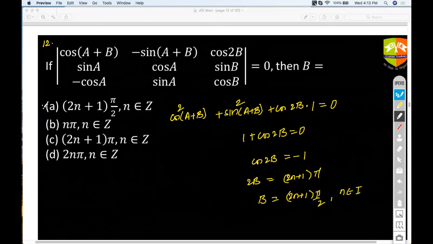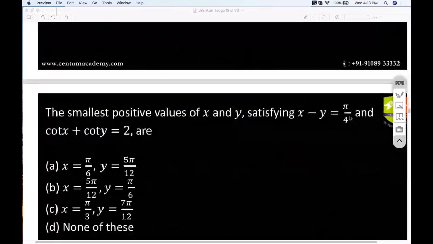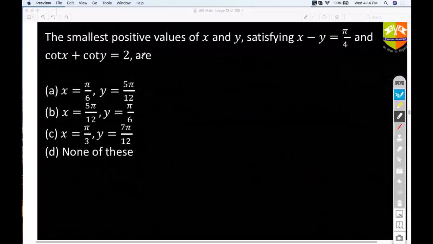Again, this question is just a 15-20 second question, not more than that. Let's move on to the next one. Question number 13. The smallest positive value of x and y satisfying x minus y is equal to pi by 4 and cot x plus cot y is equal to 2.